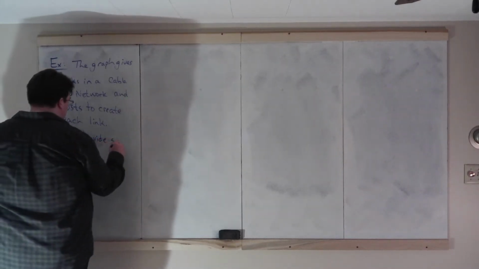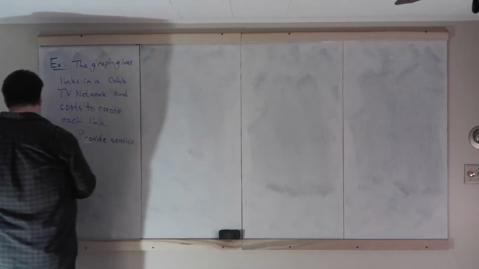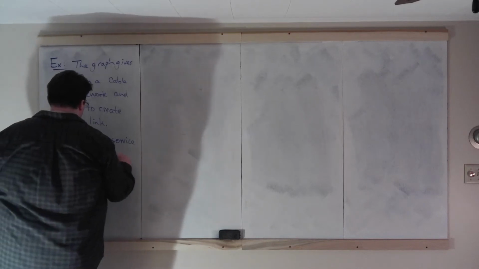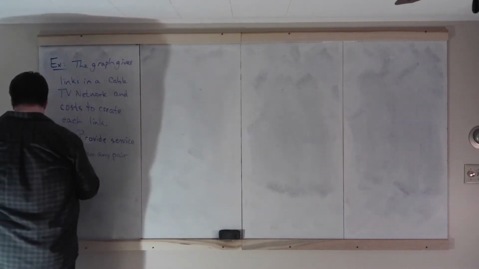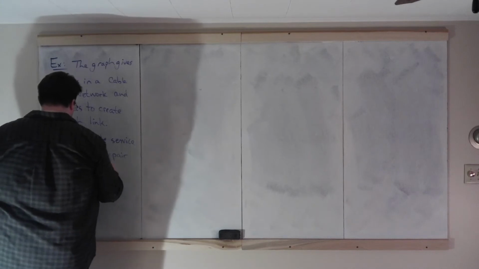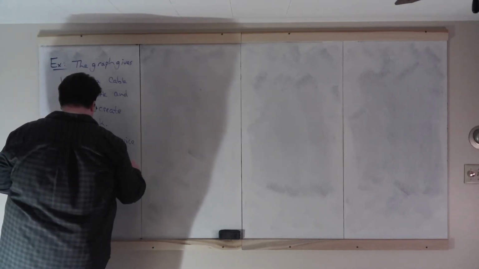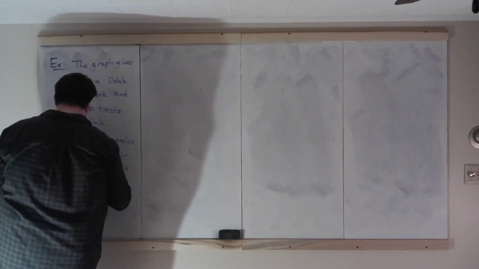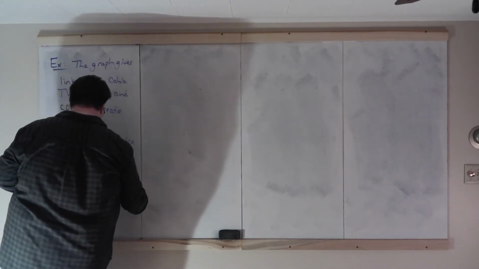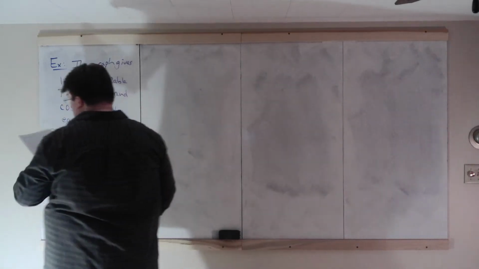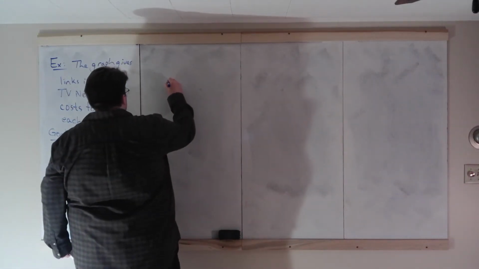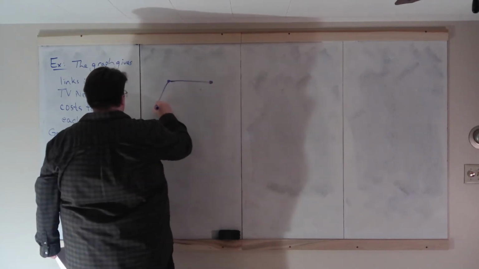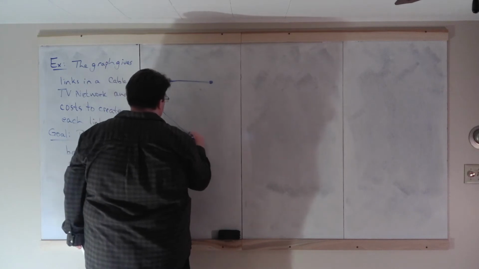Provide service between any pair of locations while minimizing total cost. So I need to give you a graph. It'll be a graph with five vertices. It'll be a complete graph on five vertices because we can create a link between any two locations.